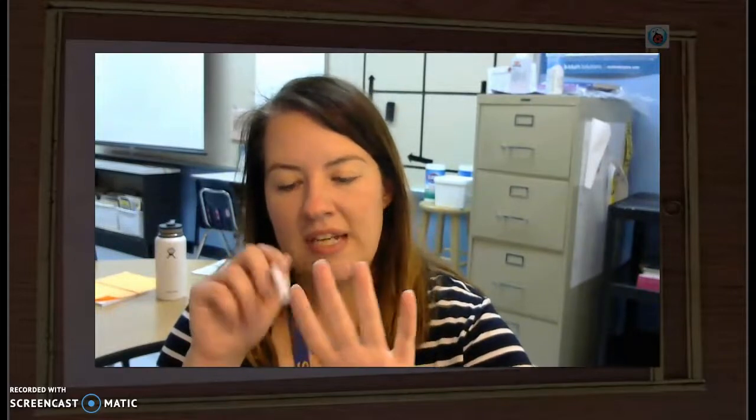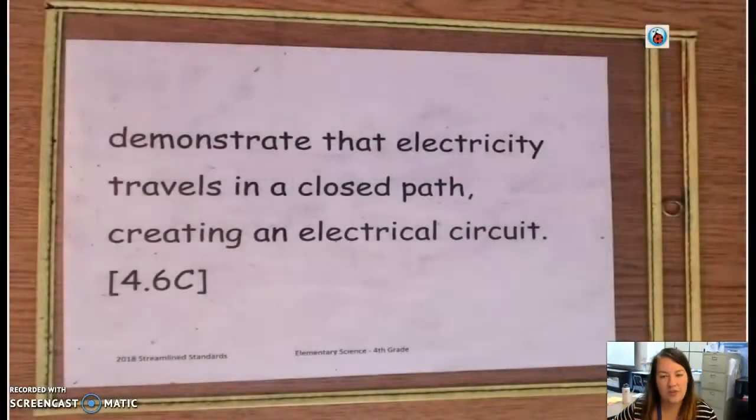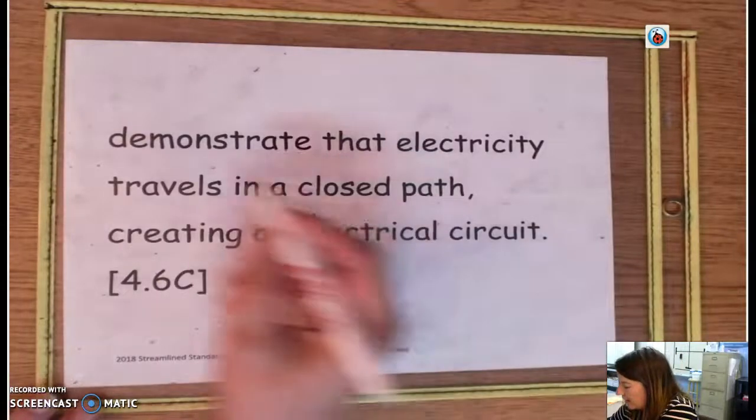So we're going to really dive into electrical energy, and we have a TEK specific to electrical energy. It's one of my favorite TEKs actually that we study. So the TEK is this, 4.6C. It says demonstrate that electricity travels in a closed path creating an electrical circuit.